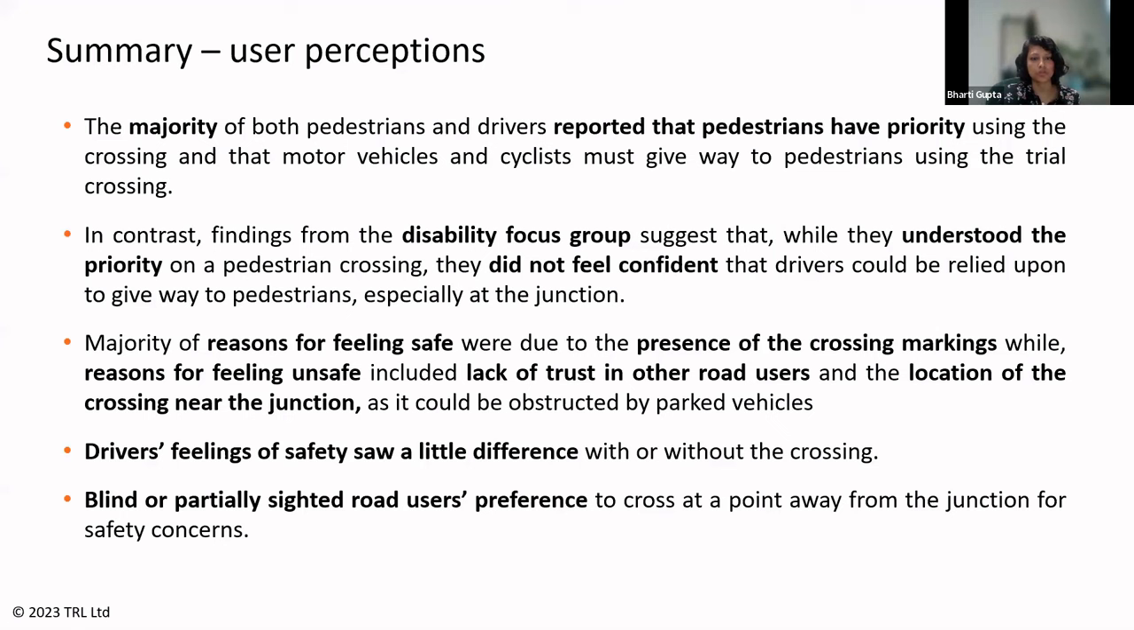So the majority of the reasons for feeling safe were due to the presence of a crossing in the first place. And reasons for feeling unsafe were that they didn't really trust other road users to give them way. And as mentioned earlier, because it's so close to the junction, it's something that's new. And during the trial, it also happened that there were vehicles that were obstructing the view of the pedestrian at the curb. So that was another reason for the concerns.